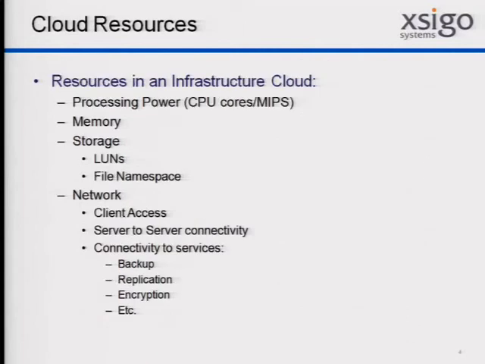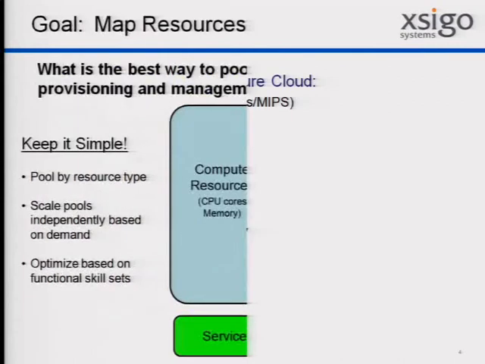When you look at that, what kind of resources will you have to manage in order to deliver these kinds of services and SLAs to your customers? Well, the easy one is on the server side. You're going to have to manage processing power, CPU cores, MIPS, whatever that turns out to be. Memory, how much memory is available, what type of memory. Storage, LUNs, file space, file namespace. Networking, it's things like client access, security, server-to-server connectivity, connectivity to back-end services.